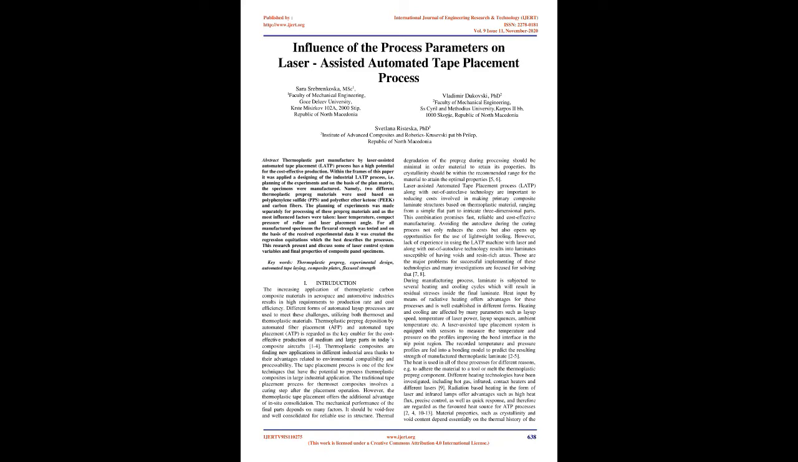Within the frames of this paper, a design of the industrial LATP process was applied, i.e. planning of the experiments, and on the basis of the plan matrix, the specimens were manufactured. Namely, two different thermoplastic prepreg materials were used, based on polyphenylene sulfide (PPS) and polyether ether ketone (PEK), and carbon fibers.